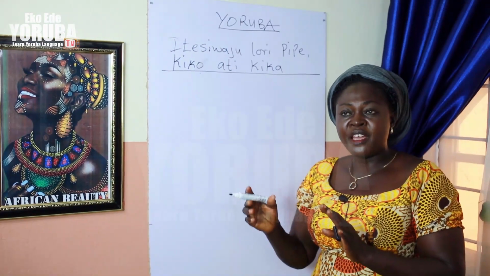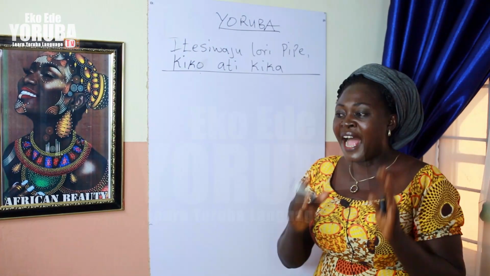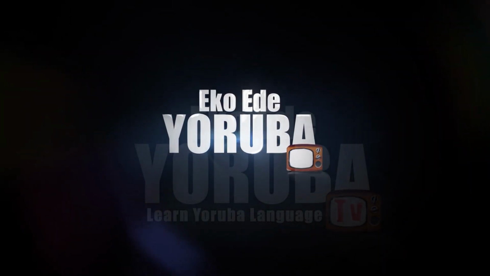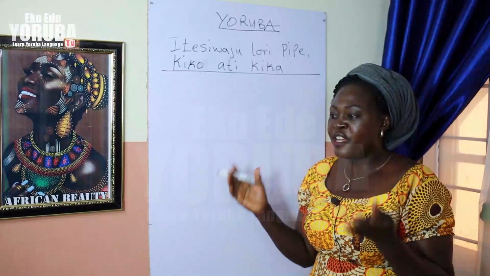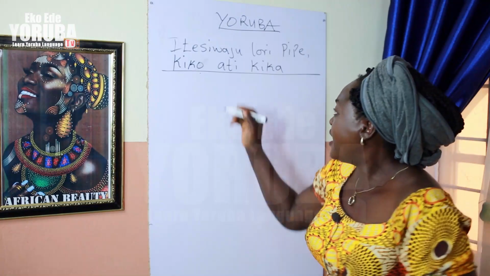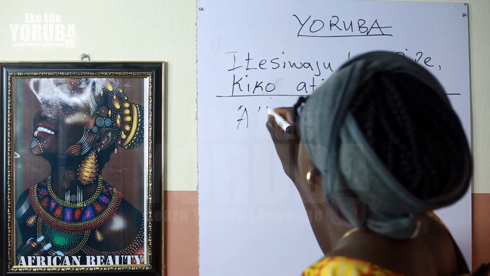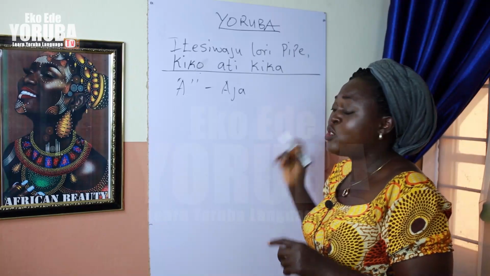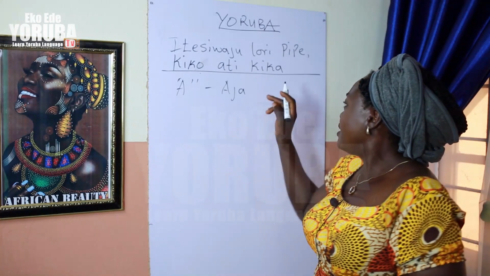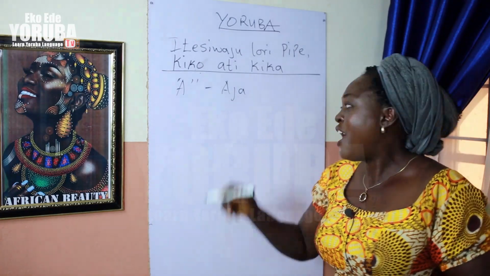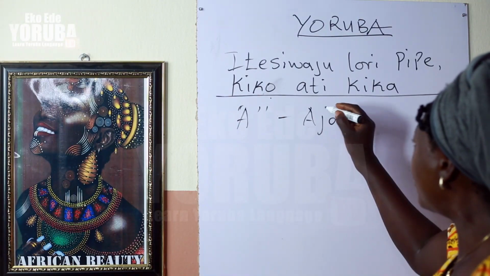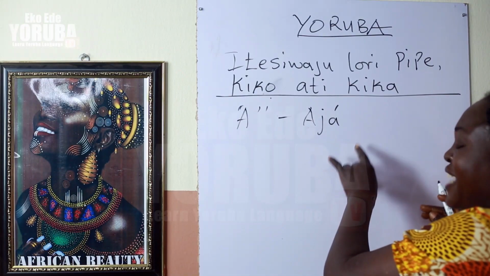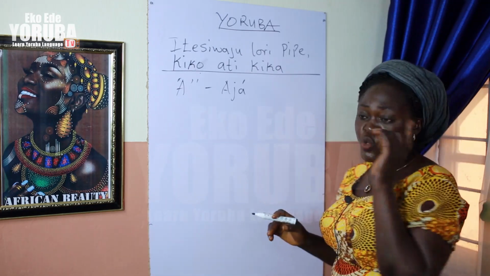A, B, I've mentioned those ones. But we want to start from A now. For example, ajá. In ajá, we can see two syllables. That is two syllables. Ajá, re mi. I've taught you about the sound. I've taught you about the sign. That is ajá, re mi. And the syllable is two.